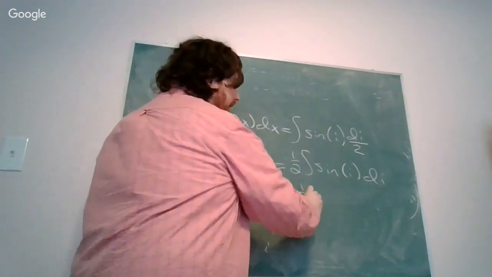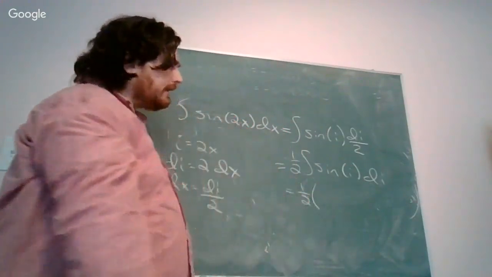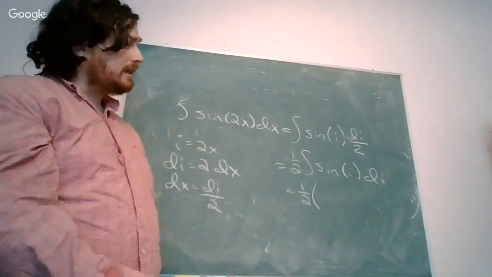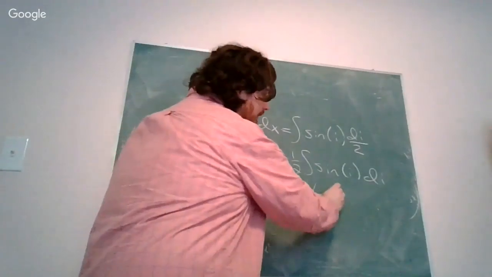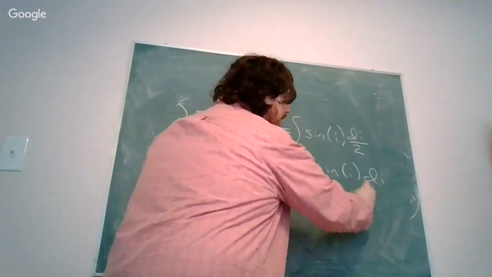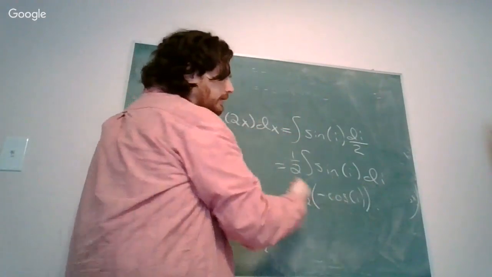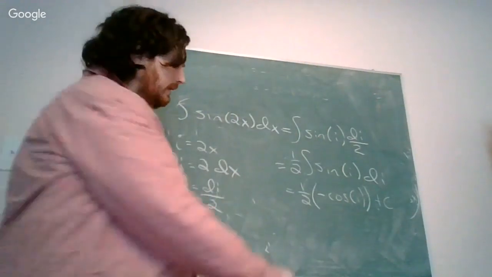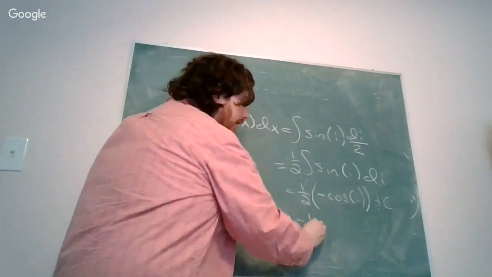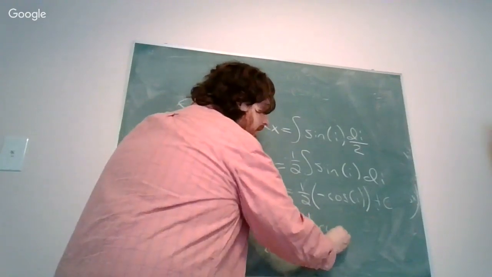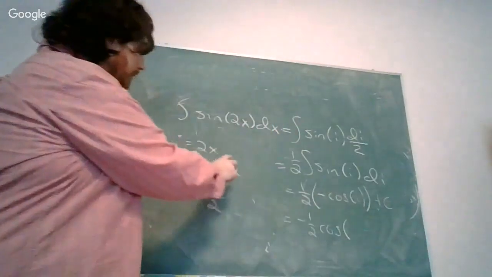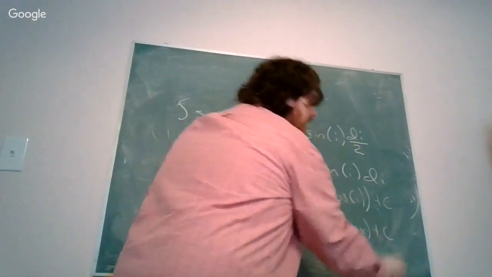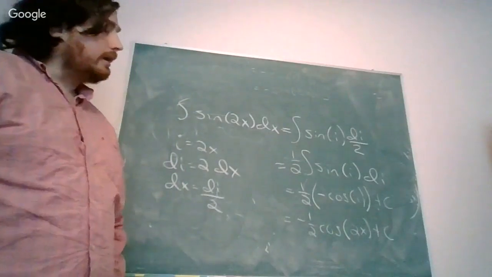And so if I want to integrate sine, I'm going to guess cosine. But when I take the derivative of cosine, I get negative sine. So I needed a negative to begin with. So I get negative cosine of i is the antiderivative of sine. And then I just get a plus c. And so I'm left with negative 1/2 cosine of i, which remember i was 2x, plus c. And so that's how we're going to do that antiderivative.